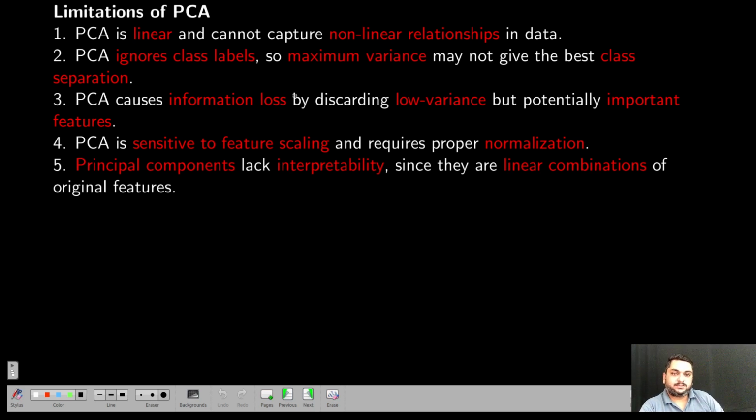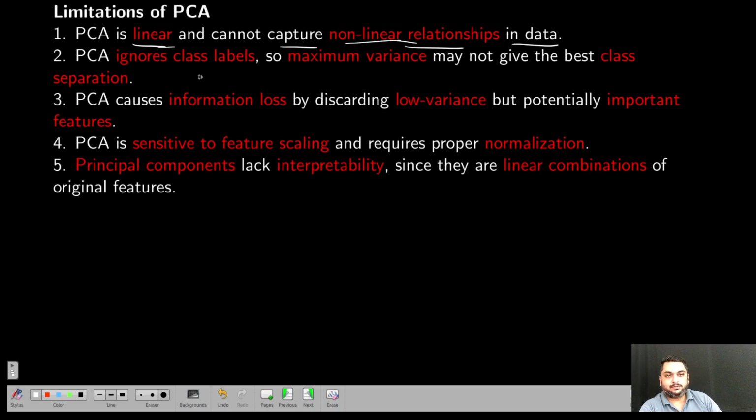There are some more limitations of PCA. To begin with, PCA is linear and cannot capture non-linear relationships. This is one of the major limitations. PCA is a linear projection, and a linear projection cannot capture non-linear relationships.